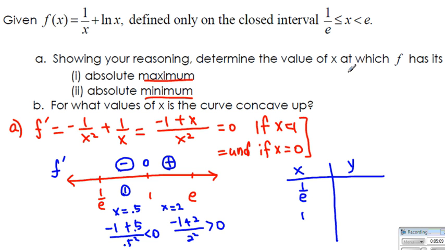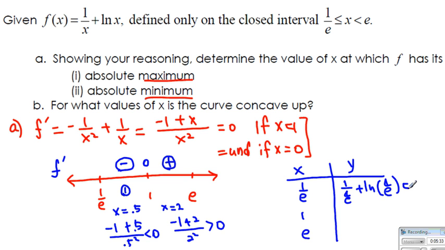And then the other point, even though e is not included, let us try to check up on the values of x and values of y around e. So we'll see what happens. When you plug in 1 over e, what's going to be happening? Here, it becomes 1 over 1 over e, plus ln of 1 over e.